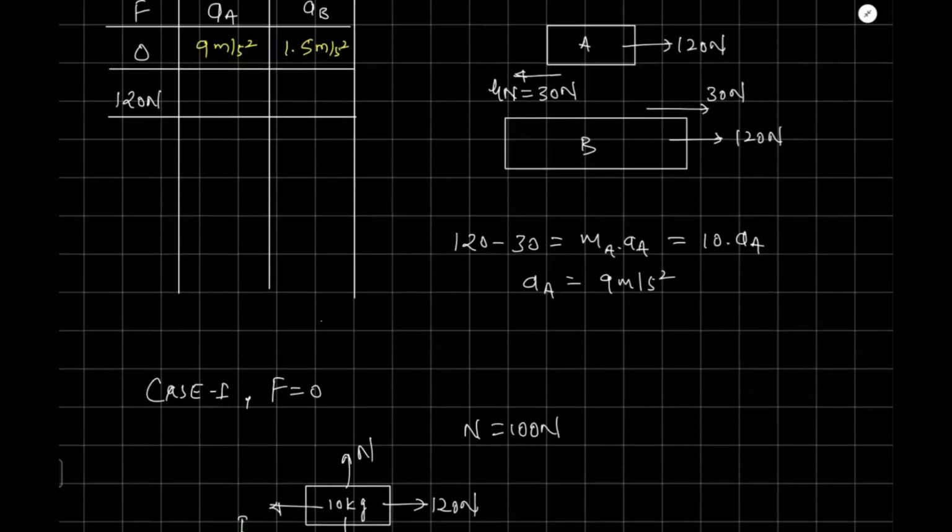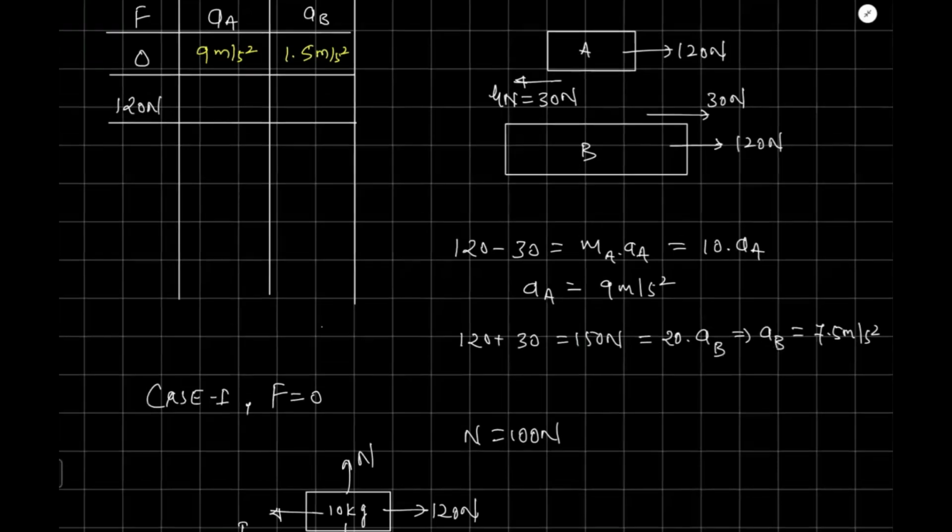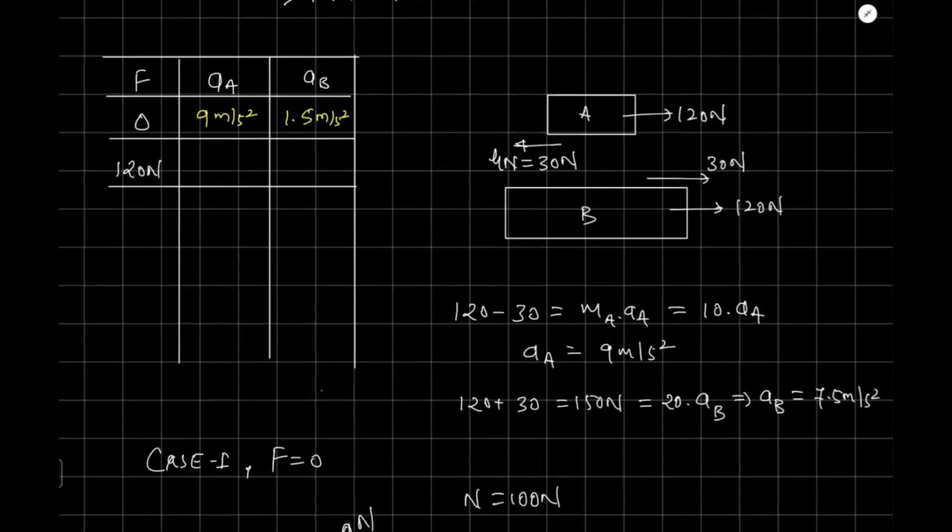Similarly, if you solve for B, right? So what will happen? The net force that is acting on B is 120 plus 30. So it is 150 Newton, and it will be equal to mass into acceleration. So mass of B is 20, and acceleration of B is what we have to find. So when you solve this one, you'll get acceleration of B is equal to 7.5 meter per second square. So this is possible now because our maximum friction is acting, and sliding will definitely happen. You can say the acceleration of A is 9 meter per second square, and acceleration of B is 7.5 meter per second square.